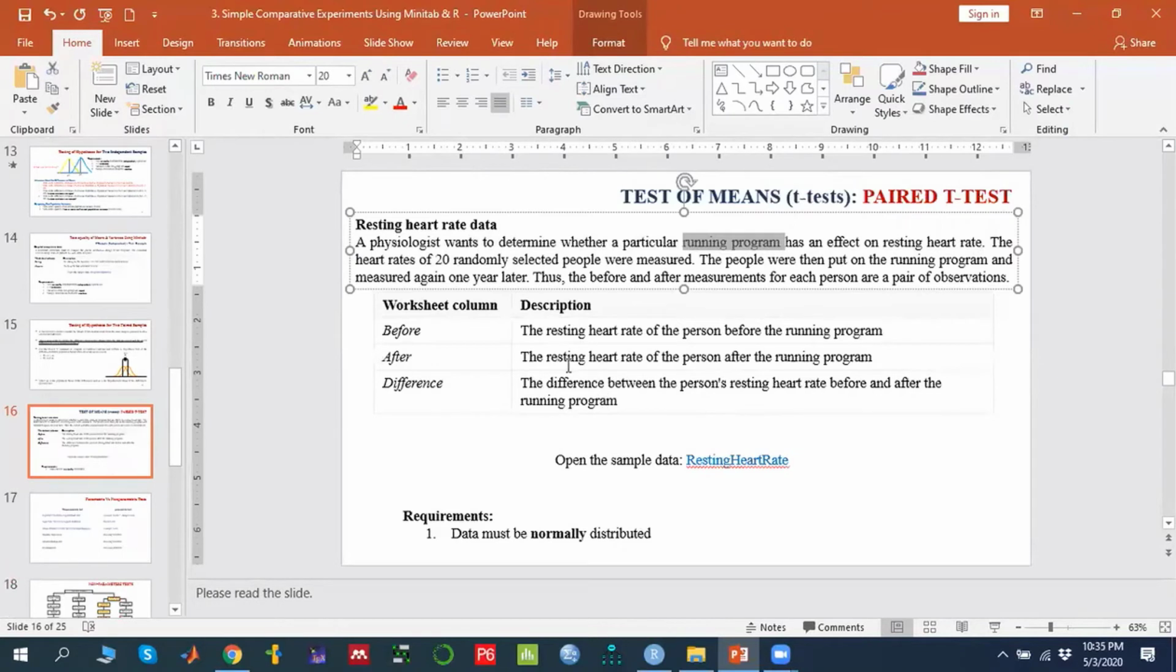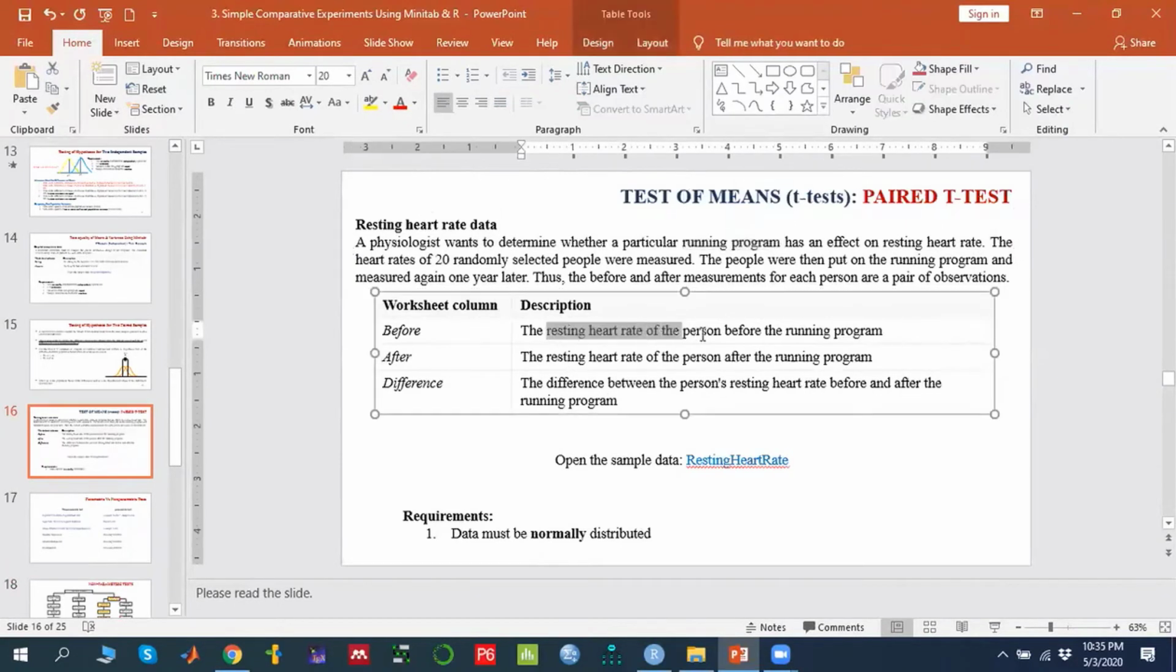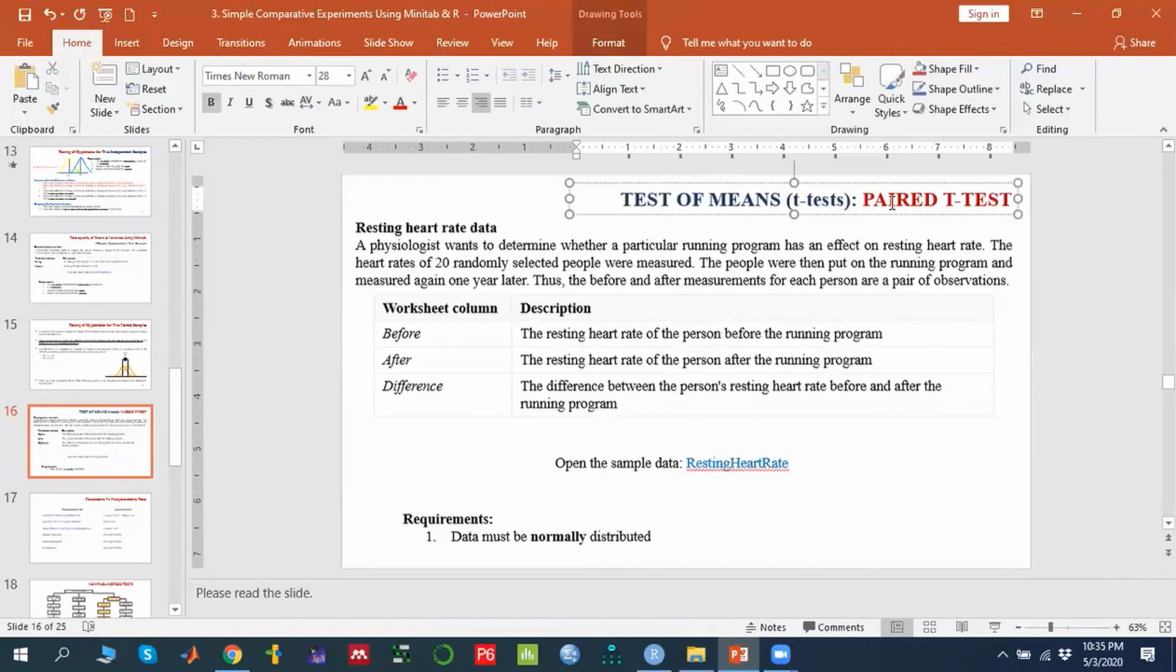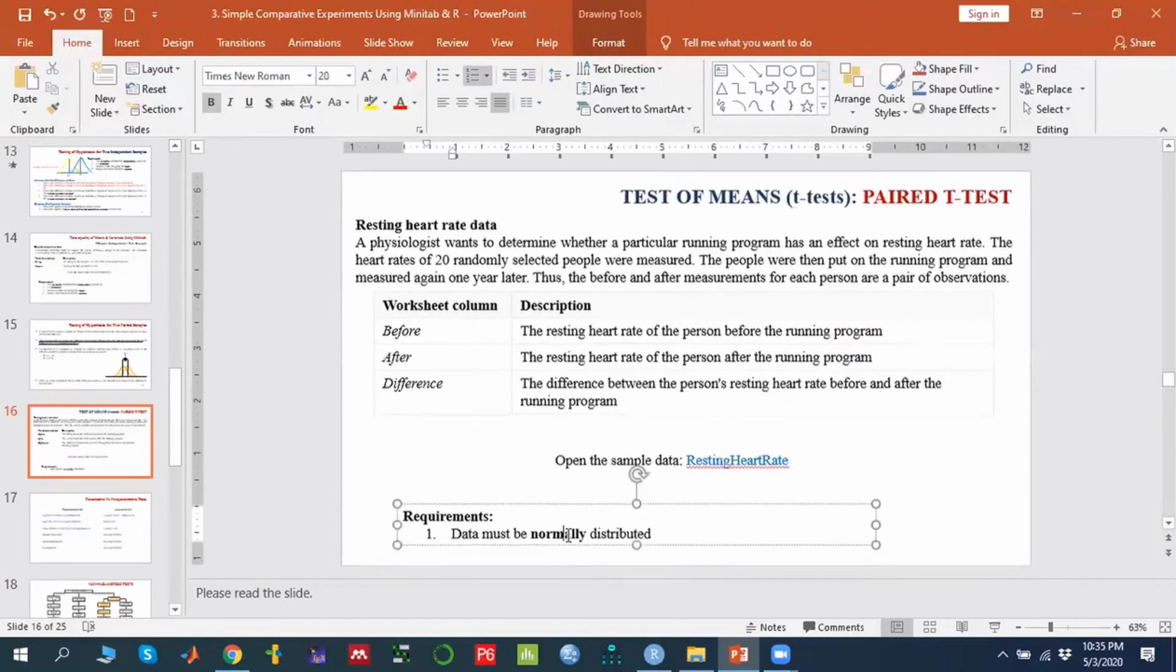So they have taken the resting heart rate of each person before running that program, and then conducted a running program, and from the same population they have taken the resting heart rate of the persons' data again. And now they want to check whether that running program is effective or not. In order to apply the testing of hypothesis of mean for a paired t-test, the only assumption is that the data must follow the normal distribution.